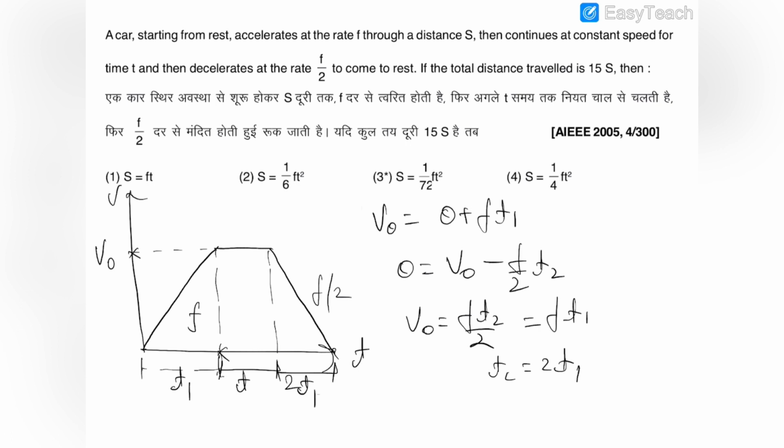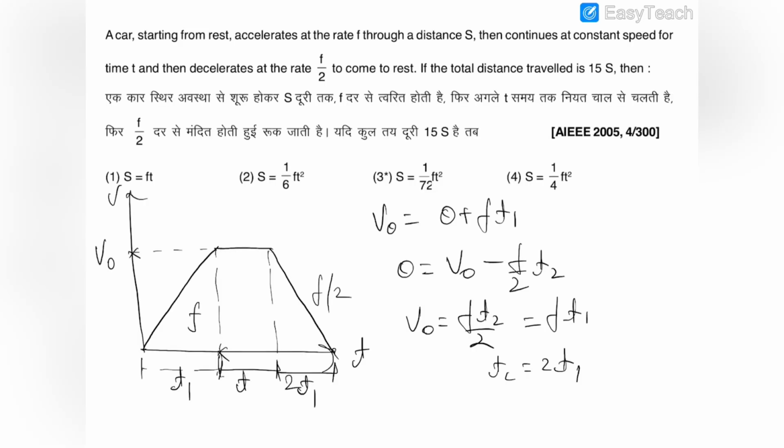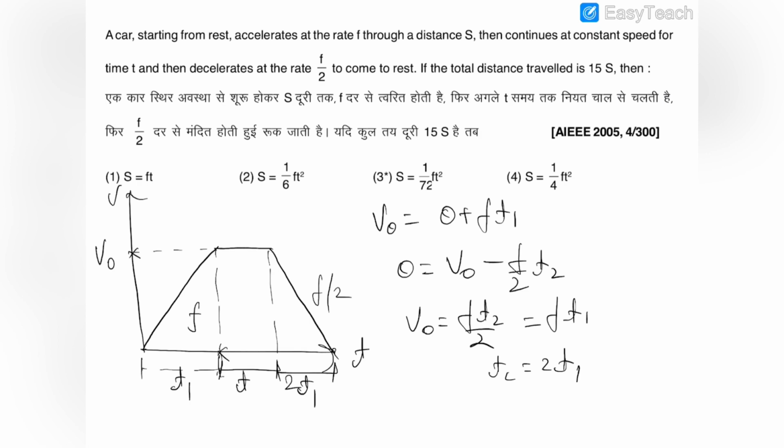Okay. Now the distance traveled in the first part is s. So you can see that s will be equal to, we can use the second equation of motion, s is equal to ut plus half at square. So s is equal to 0 plus half is f, and time is t1 square, for the first part.